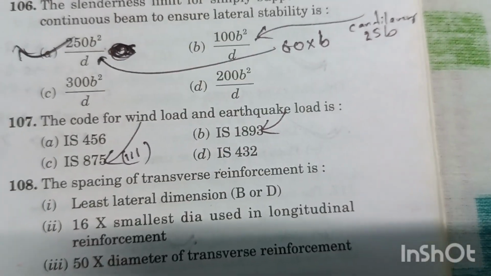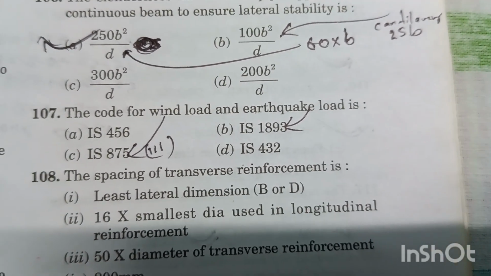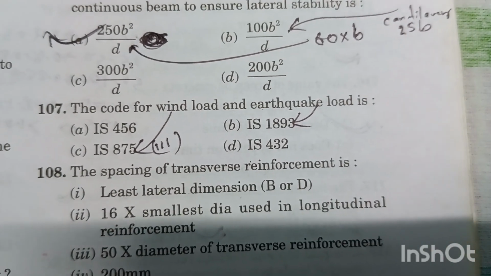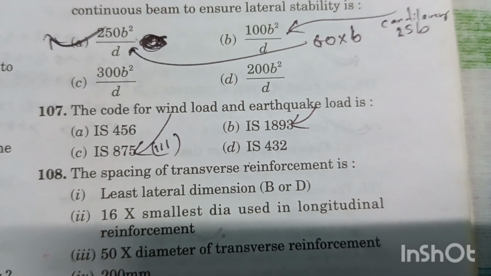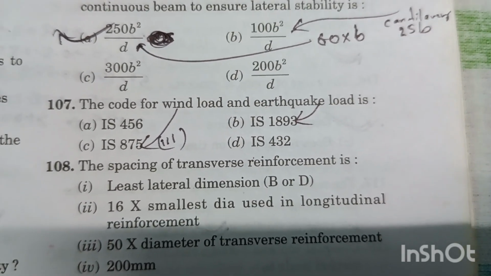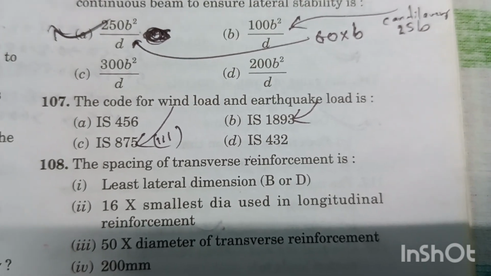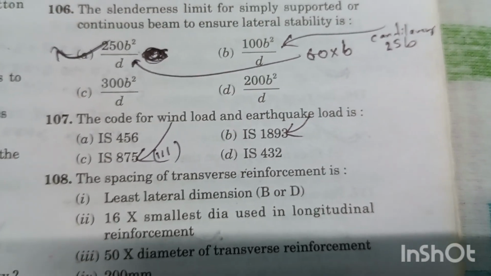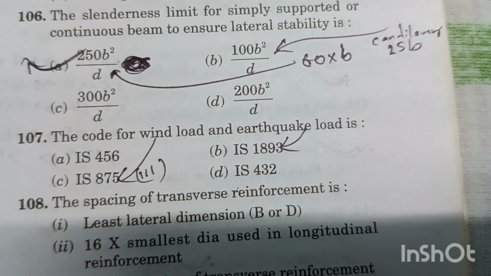Question number 107. The code for wind load and earthquake load is. For wind load, the code is IS 875 part 3. Option C is the right answer. And the code for earthquake load is IS 1893 part 1. Option B is the right answer. Both answers C and B are right answers.